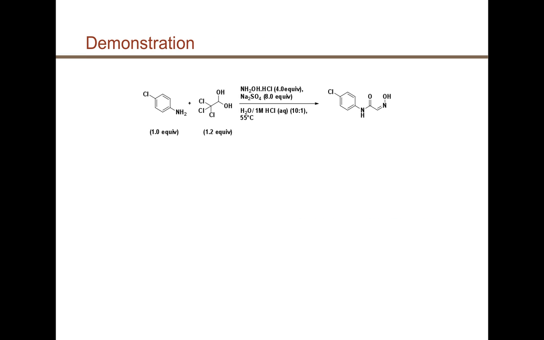Using para-chloroaniline as starting material, a typical procedure for the Sandmeyer methodology will now be demonstrated. First, 1 equivalent of the para-chloroaniline with 1.2 equivalents of chloral hydrate, 4 equivalents of hydroxylamine hydrochloride, and 8 equivalents of sodium sulfate are added to a mixture of water and dilute hydrochloric acid. The reaction mixture is then stirred at 55 degrees Celsius.